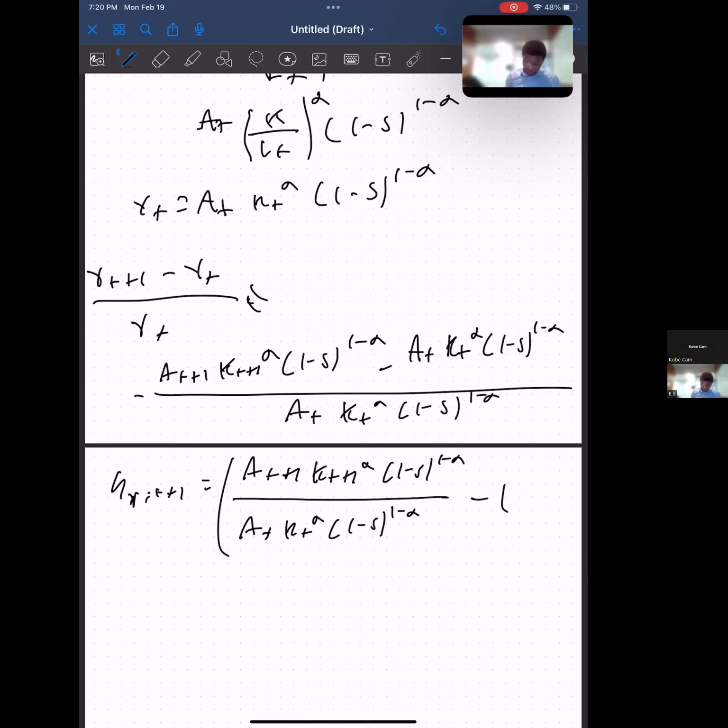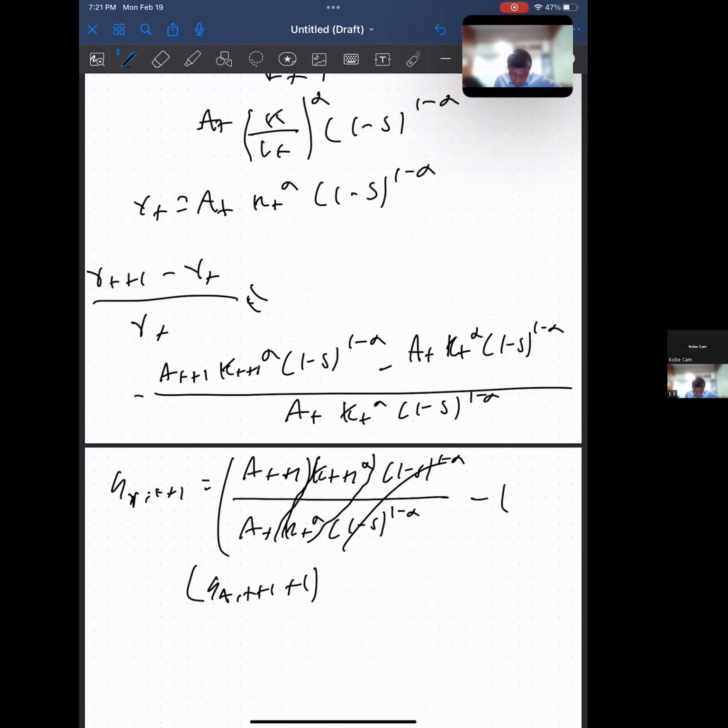Okay. But now look, we know what this is, right? That's just the growth rate of technology plus 1. But what is this term? And these just cancel, right? Because that's 1 minus S. So this is the growth rate of technology, T plus 1. That's that term. And now let's figure out what this capital per capita growth rate is.